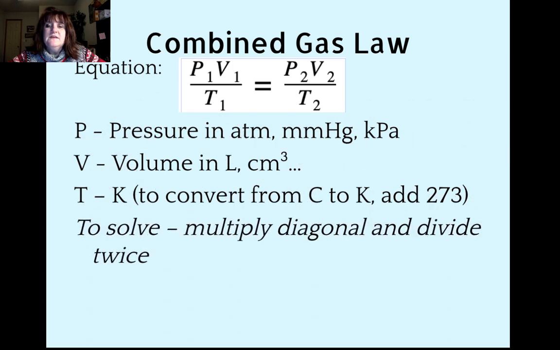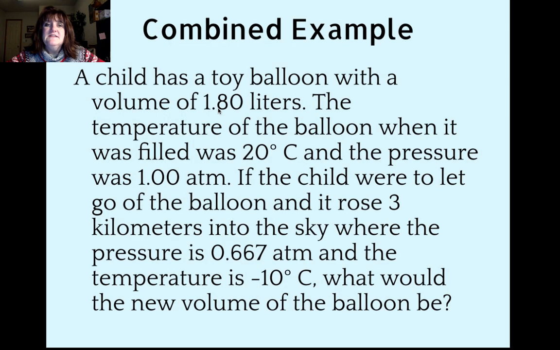To solve this, you're going to multiply diagonal, which seems a little weird because you're going to have 5 out of the 6 numbers: pressure, volume, temperature, and volume, let's say. So you're going to multiply diagonal. So multiply, multiply, multiply, and then divide by the other 2 numbers. Divide, divide. Okay? Here's an example.